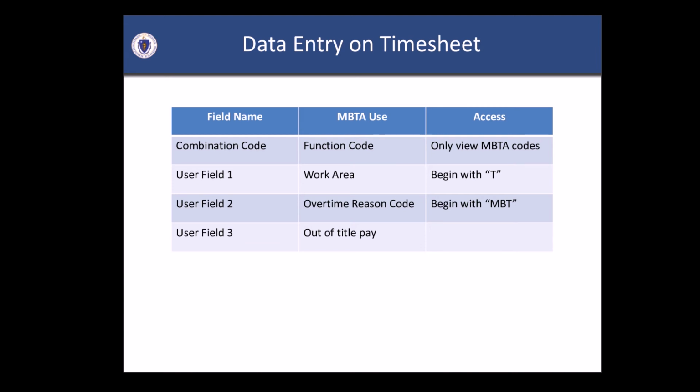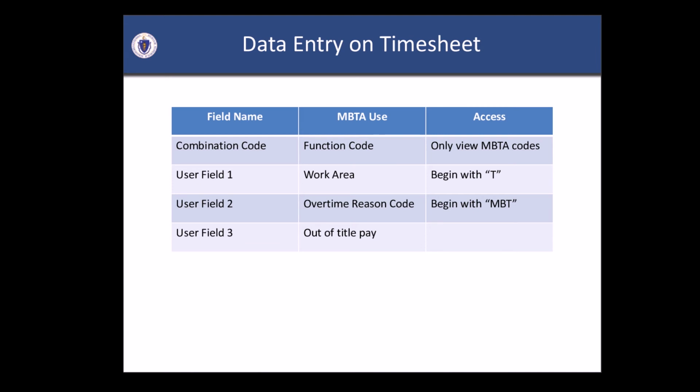And all those codes begin with the letter T for the T. You actually, in the system, can view everyone, so the entire Commonwealth. Any other agency that is using user fields, you can view those. And we had a few instances over the past couple of weeks where people were using user fields that didn't belong to the T. So the best way to remember your user fields, user field 1 always begins with T.